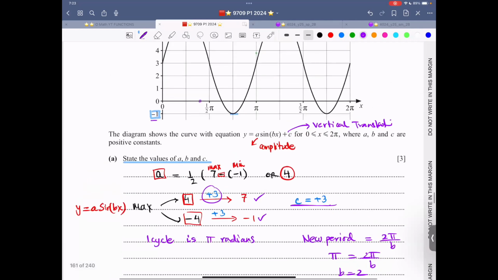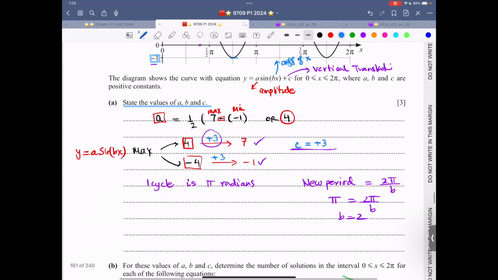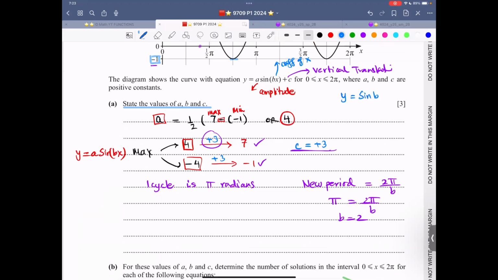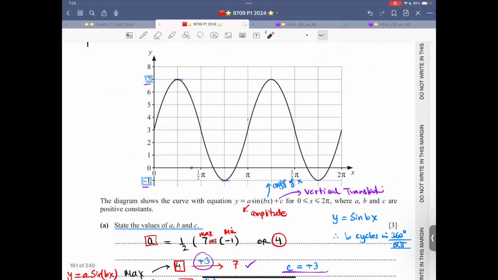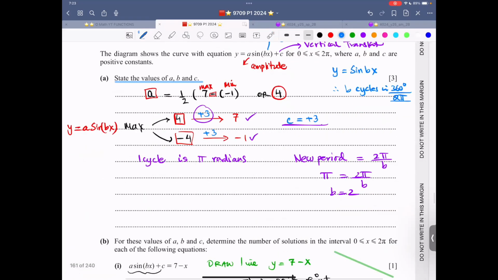This thing is done. Now, let's talk about the coefficient of x. This b is the coefficient of x. We know that y equals sine bx means b cycles in 360 degrees, which can also be written as 2 pi. So how many cycles do we see? We see one complete cycle, and then another cycle in 2 pi. So the value of b is 2. I can write it by observation also, since I see for myself there are 2 cycles in 360 degrees or 2 pi radians.